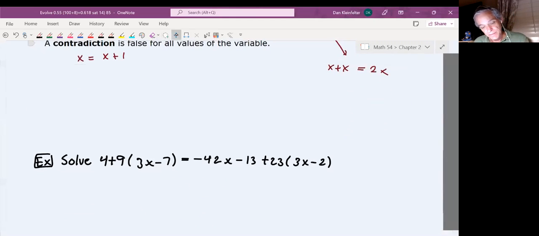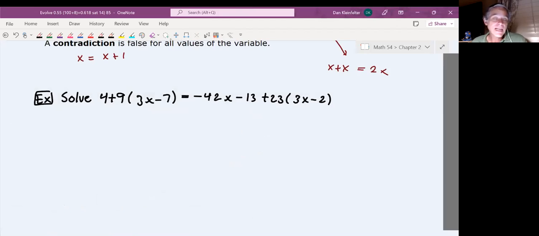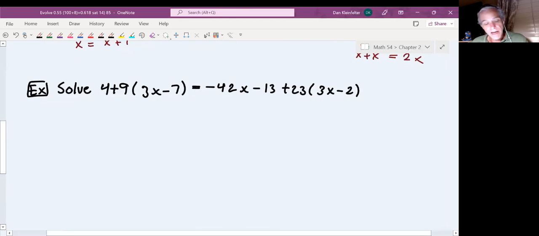Okay. So then what we want to do in the next couple of examples is go through the solving process that we've practiced, and then also tell whether the equation that we arrive at is a conditional equation, an identity, or a contradiction. So here we're going to start by distributing to remove parentheses.